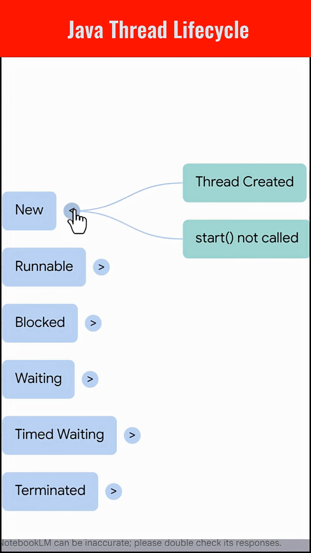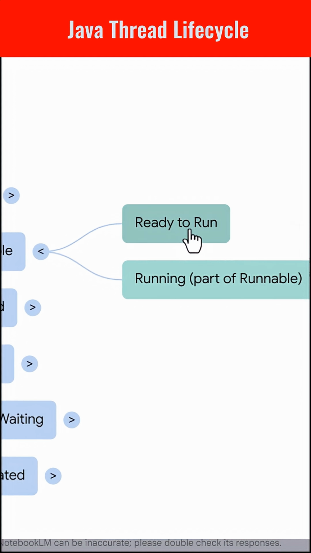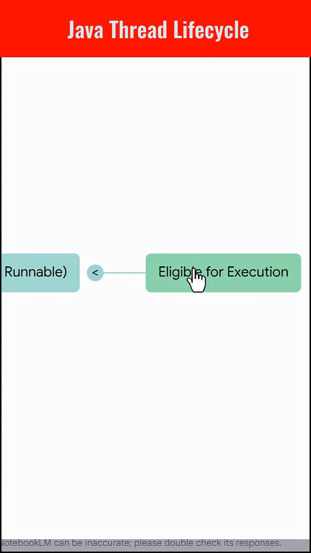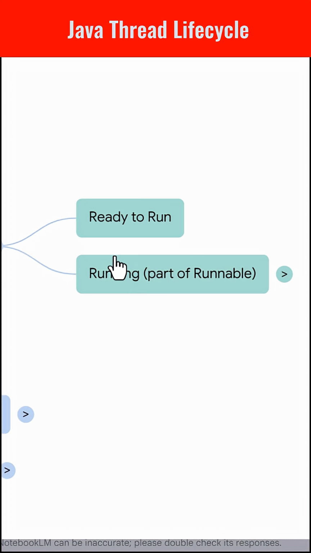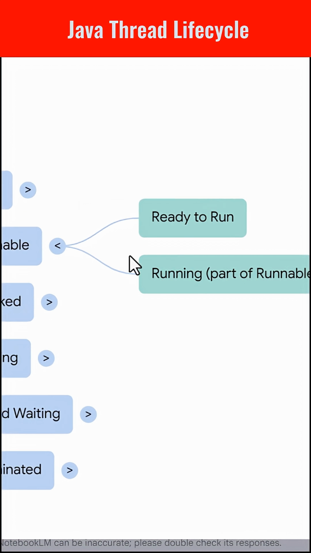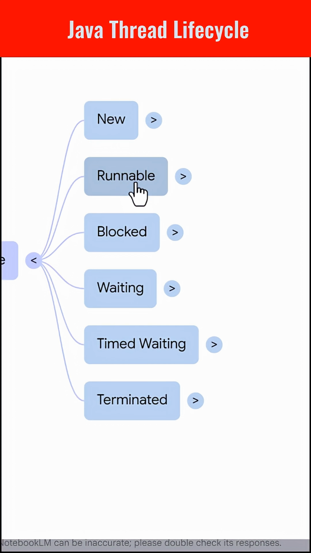Next, runnable state. Once you call start, the thread moves into the runnable state. Runnable doesn't mean the thread is running all the time. It simply means the thread is ready to run and eligible for CPU execution. Actual running happens inside this same state because Java combines the ready and running phases. So when the CPU picks it, it runs, and when the CPU switches context, it goes back to ready. All of this happens inside the runnable state.